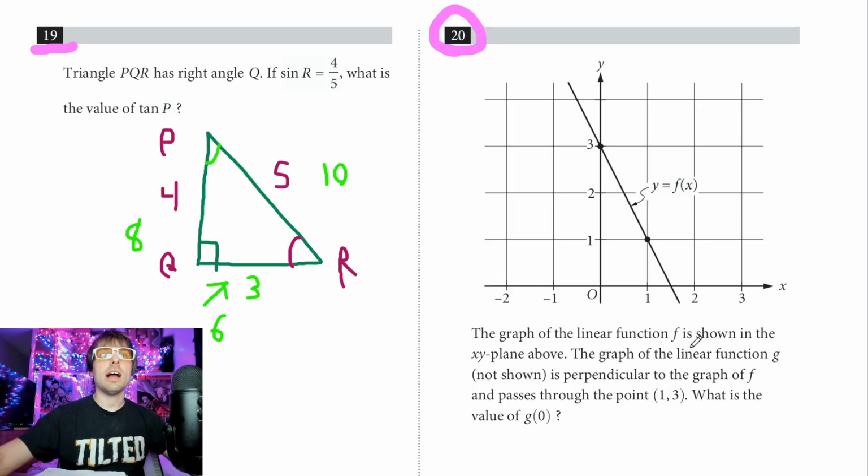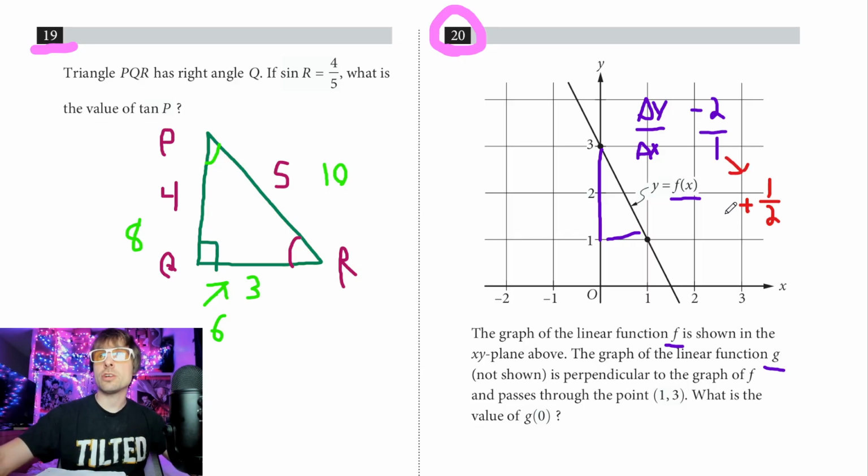Number 20, I see we have a function f shown, and we also have a function g that is perpendicular to the graph of f. So before I even read the rest of this, I need to get my slope of f so I can figure out what's perpendicular to it. Just remember your slope is your change in y over your change in x. So it looks like we lost 2, so negative 2 in my y. We gained 1 in the x, so positive 1. So if my slope of f is negative 2 over 1, remember for perpendicular, you have to change your sign, change your fraction. So this should change to positive 1/2.